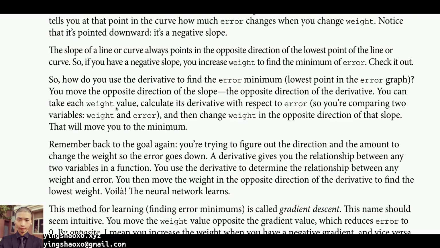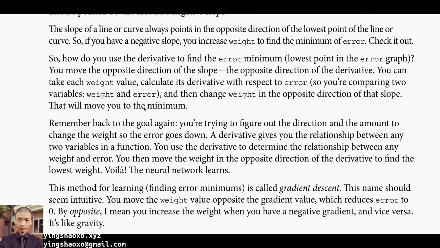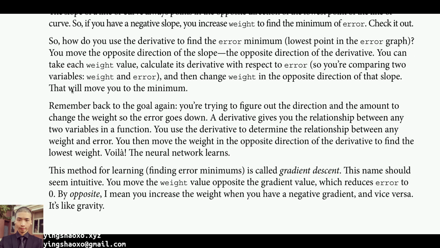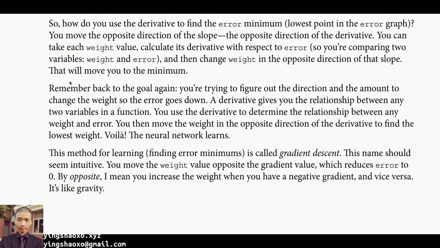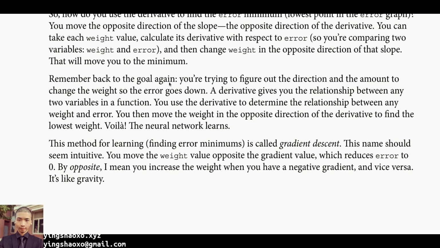You can take each weight value, calculate its derivative with respect to error, and then change the weight in the opposite direction of that slope. That will move you to the minimum value or the target value. Remember, back to the goal again, you are trying to figure out the direction and amount to change the weight so the error goes down.